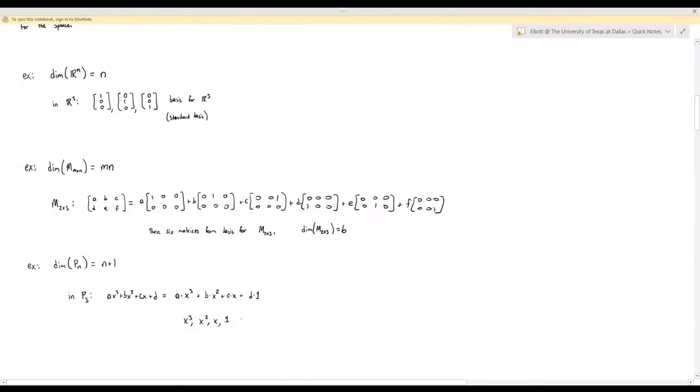They're also going to be linearly independent, so they form a basis for P3, and since you have 4 polynomials in this basis, the dimension of P3 would be equal to 4. And then you can generalize this for any n, so the dimension of Pn would be n plus 1 in general.